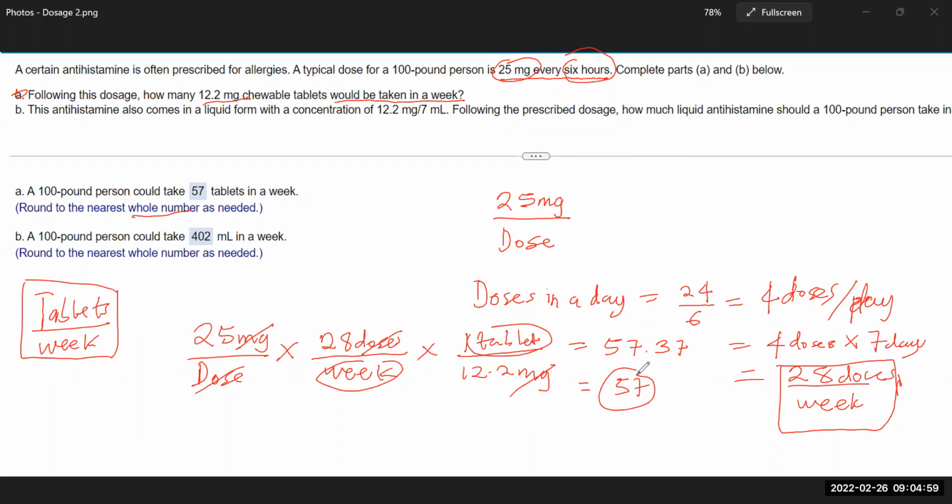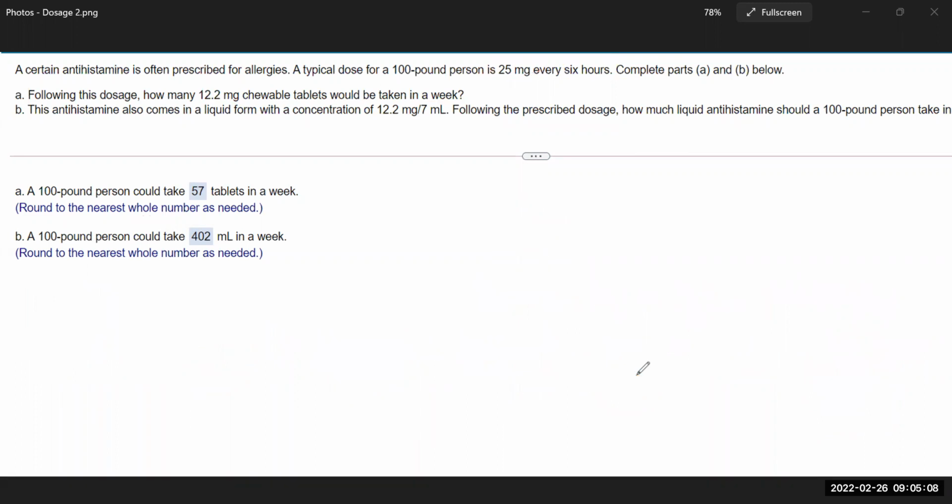Now let's go to the B part of the problem. Are you Gucci with this? Before we go to the B part? Okay. So the B part of the problem, we will go by a similar process, but it says that this antihistamine also comes in a liquid form with a concentration of 12.2 milligrams per 7 ml. We are following the same prescription. How much liquid antihistamine should a 100-pound person take in?